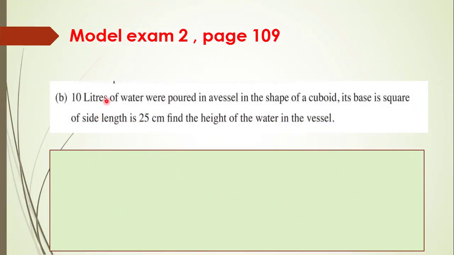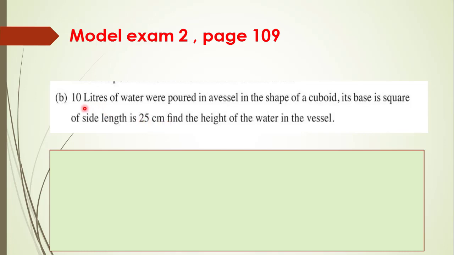Okay, 10 liters of water were poured in a vessel in the shape of a cuboid. Its base is a square of side length 25 centimeters. Find the height of the water. We all know the height equals volume over base area. The base here is a square and the side length is 25, so the area of the base will be 25 times 25. This is step number 1.